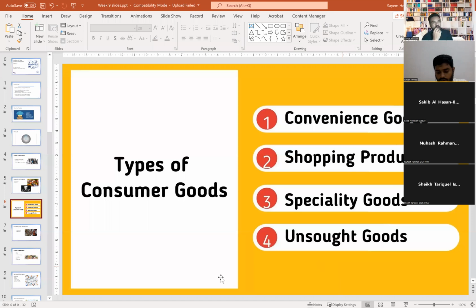Okay, let's try to understand the different types of consumer goods now. What is a convenience good? Can someone tell me what a convenience good is?